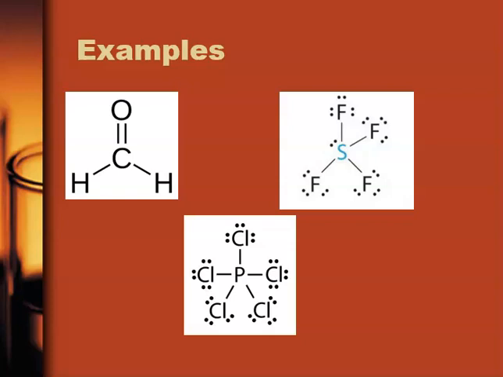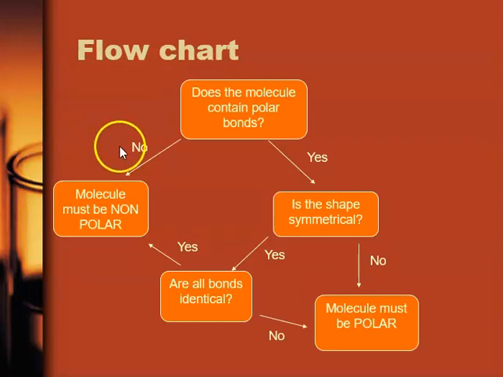So let's come back. Does it contain polar bonds? Yes, it does. Is the shape symmetrical? It's a seesaw shape. It's got lone pairs in it. No, it is not symmetrical. Therefore, it must be polar. So SF4 is a polar molecule.